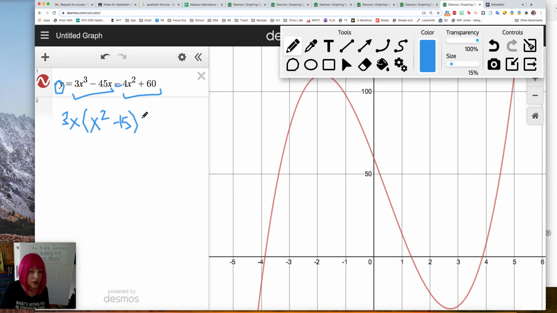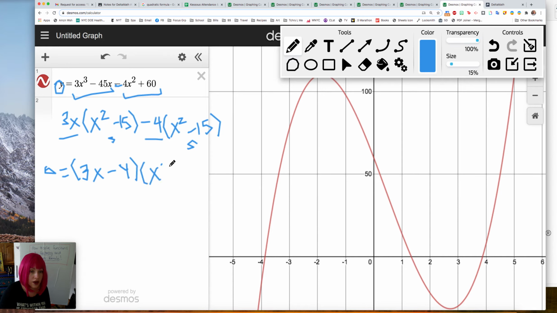I have a negative sign, so I put a negative sign. And 4 goes into both of those, but there's no common x, so I can't put an x here. I'm left with x squared. 60 divided by negative 4, use my calculator. And negative 15, that's great because same, same. Okay, so now I've got 0 equals 3x minus 4, because those are each on the outside, and then x squared minus 15. All right, split and solve.